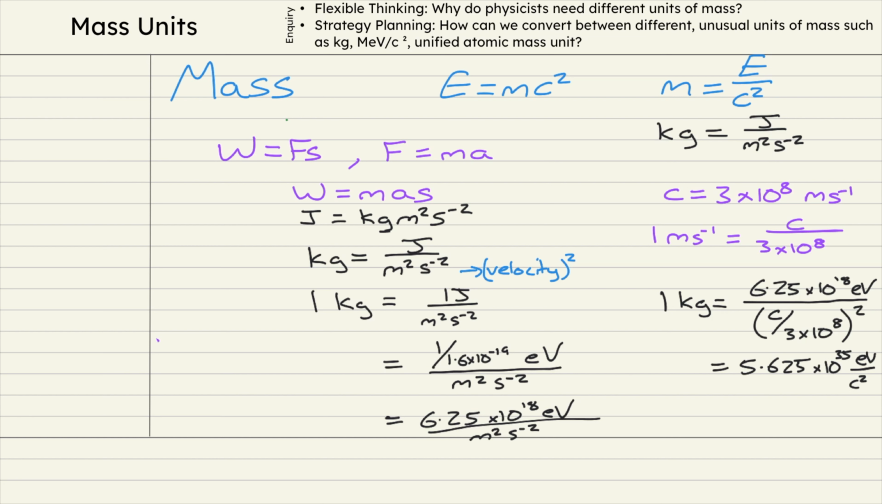Okay, changing to mega electron volts, we're going to end up with 1 kilogram is 5.625 times 10 to the 29 mega electron volts per c squared. And lastly, inverting that, 1 mega electron volt per c squared equals 1.8 times 10 to the minus 30 kilograms.